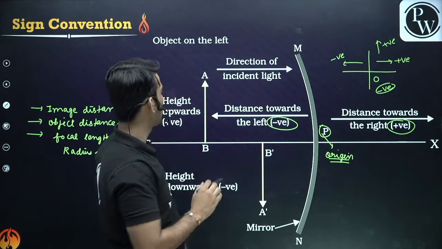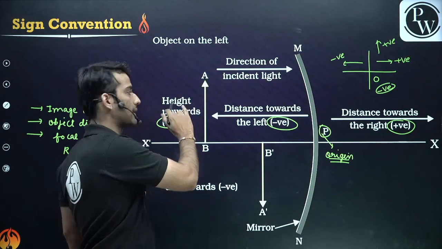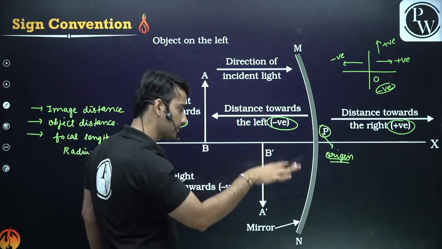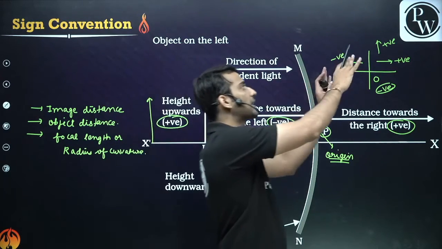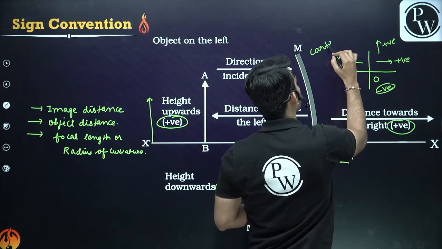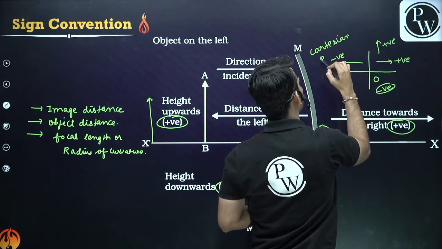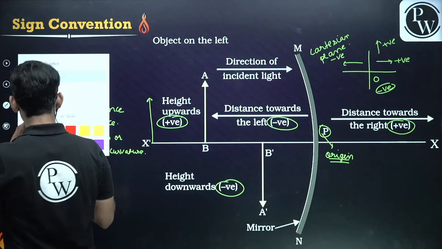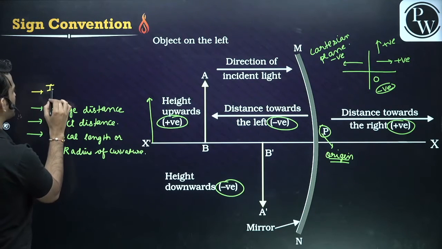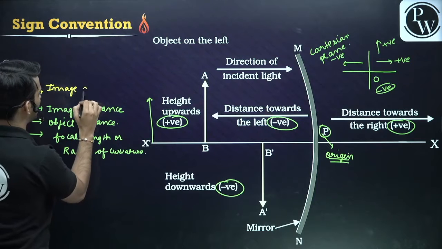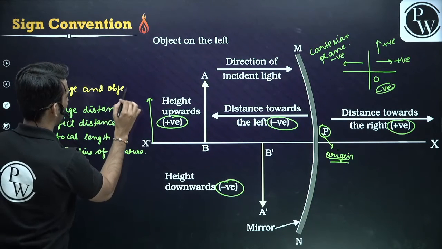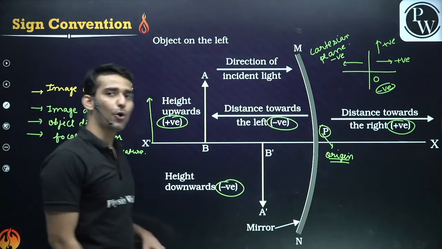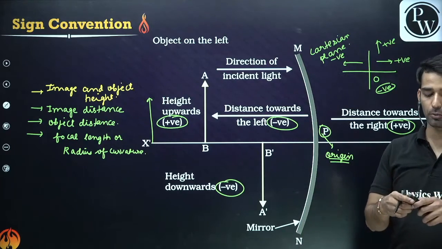Distances upwards are taken as positive. For example, object: I always keep the object like this, so object height is positive. If distance is downwards, it is negative. Same as the Cartesian plane, the xy plane. No need to remember. Clear? Right? Also we have image and object height. Is it clear, guys? Okay, write it down. This is a very, very important thing you should know, guys.